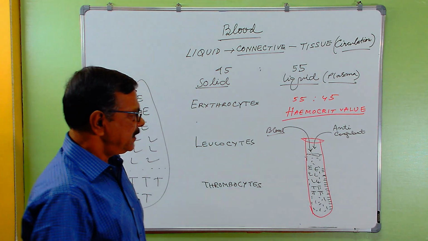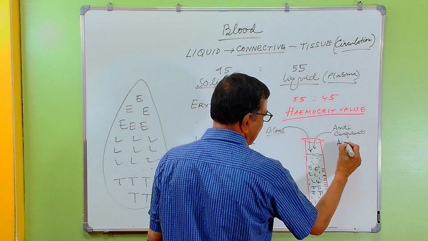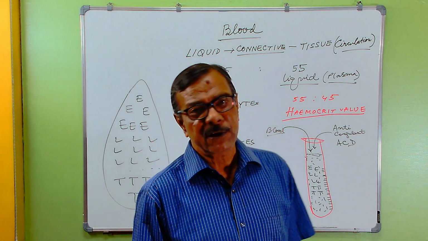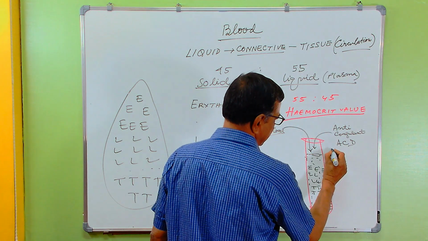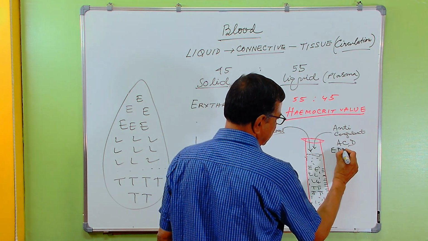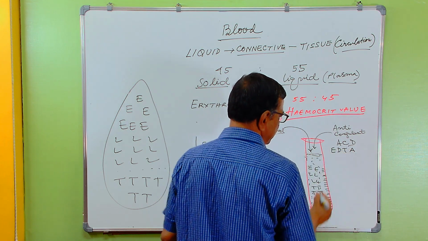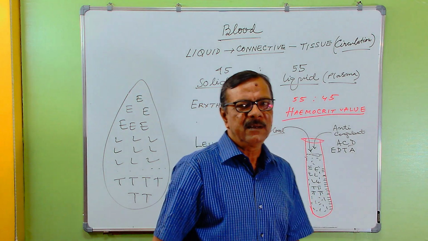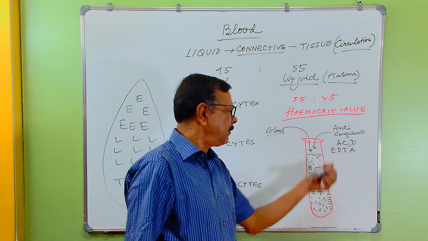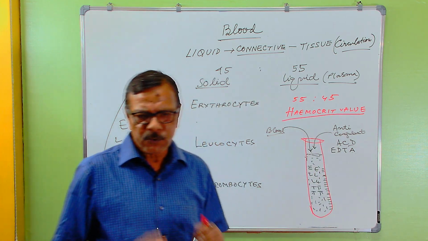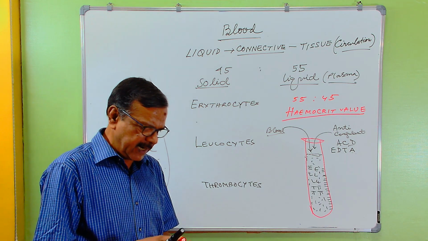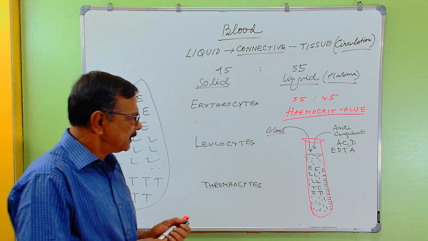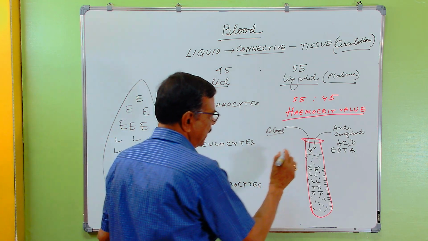These anticoagulants are, say, ACD, acid citrate dextrose, and sometimes laboratory people use EDTA, ethylenediaminetetraacetic acid, in hospitals also. These are the anticoagulants put inside this tube to keep the blood in a liquid state, so that it does not agglutinate or coagulate. Then this tube is closed here.